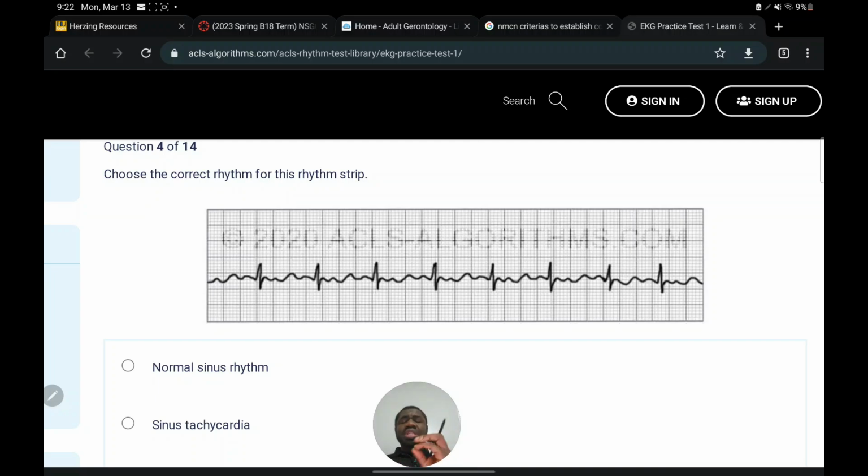Now, does this graph have P waves? Let's look. You can see that the P waves are more. 1, 2, 3, 1, 2, 3, 1, 2, 3. So the P waves seem to be more here. And does it have QRS complex? Of course, it does have QRS complex, QRS complex, QRS complex.